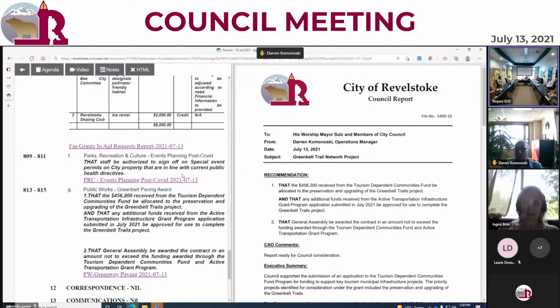Okay, Mr. Komanowski, you have your hand up. Yes, I guess timing is very prudent on this. They are set to start on the 27th of July, and that is their construction schedule. So that's also something to keep in mind.